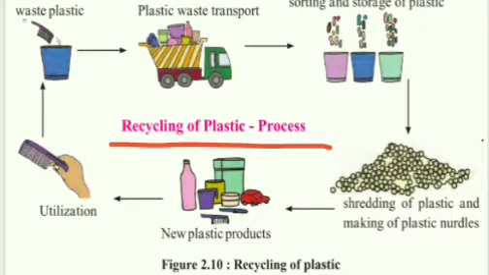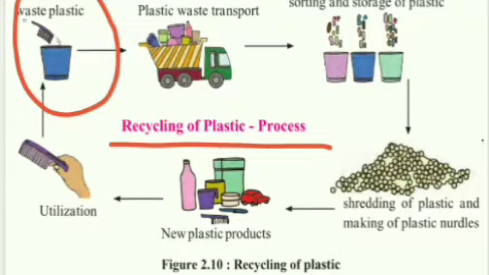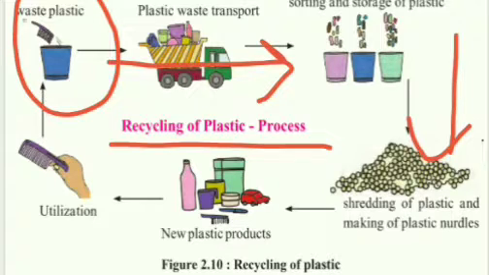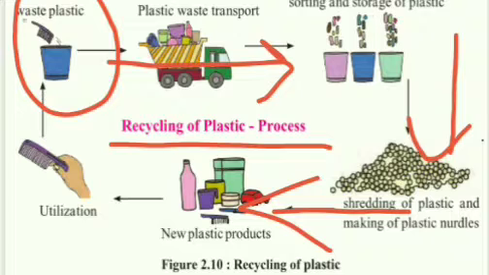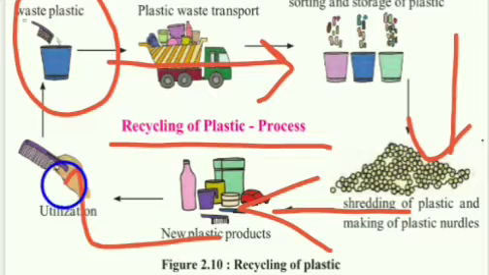So here is the process of plastic recycling. In this process, first the waste plastic is collected, then it is transported and sent to the sorting unit. After sorting, shredding of plastic and making of plastic noodles is done. The plastic is converted into plastic noodles, which are then sent to the melting units, and after melting of this plastic, new plastic products are made, which are then sent to the market. So this is how plastic is recycled.